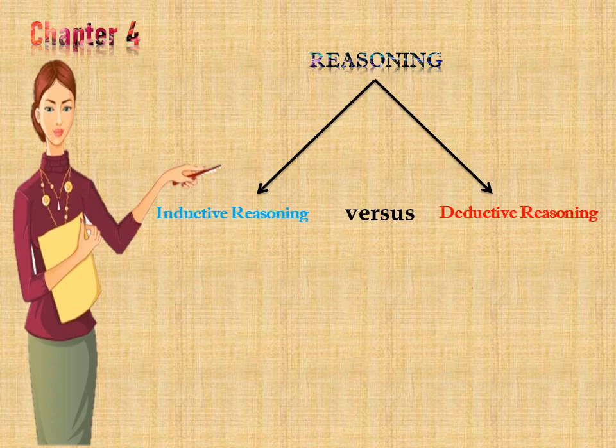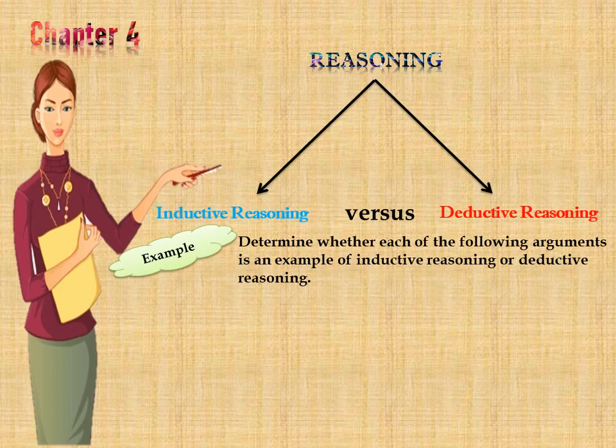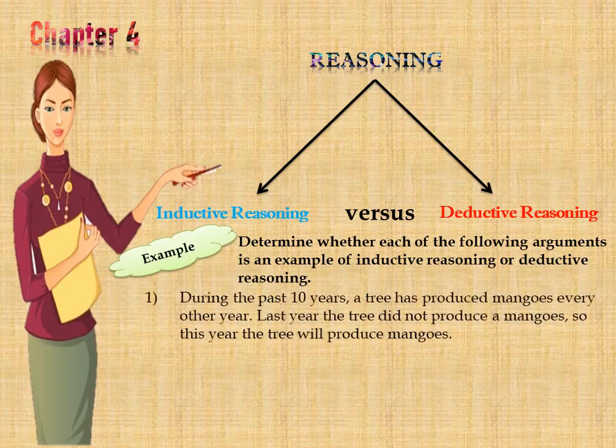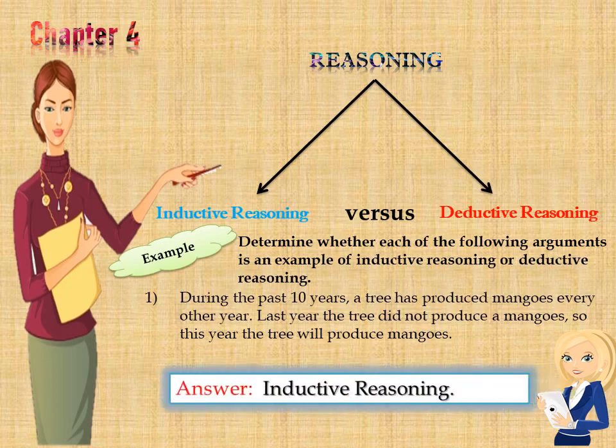For our example, determine whether each of the following arguments is an example of inductive reasoning or deductive reasoning. So here's the first example. During the past 10 years, a tree has produced mangoes every other year. Last year, the tree did not produce mangoes. So this year, the tree will produce mangoes. So take note here that in this argument, it reaches a conclusion based on specific examples. Okay? So therefore, this is an example of inductive reasoning.